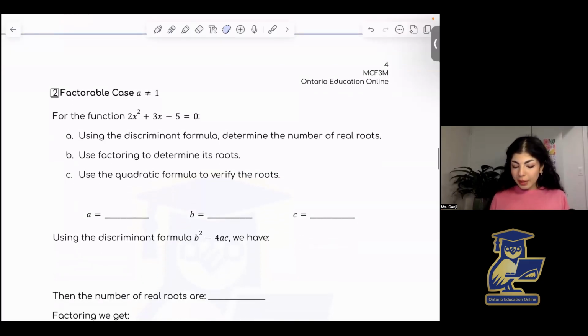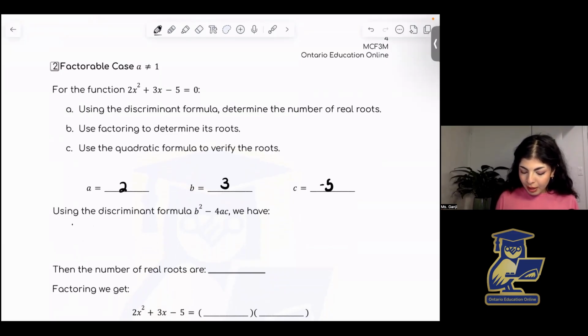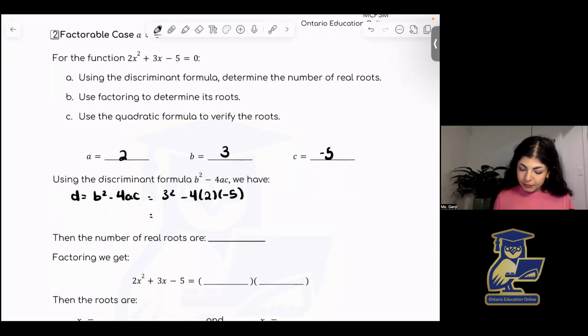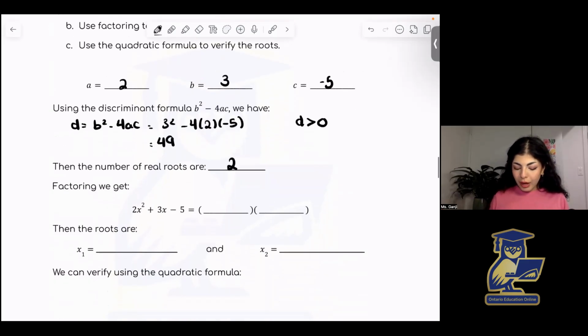Okay, so we're following the same steps as the question above. So here, just fill out A, B, and C again. So we have 2, 3, and -5. So using the discriminant formula here, we are going to get D is equal to b squared minus 4ac. So 3 squared minus 4ac. And now this one is just going to be 9 plus 40, so 49. And D is greater than 0, so then the number of real solutions here are also 2. So now try factoring and find your roots, and we'll be right back.